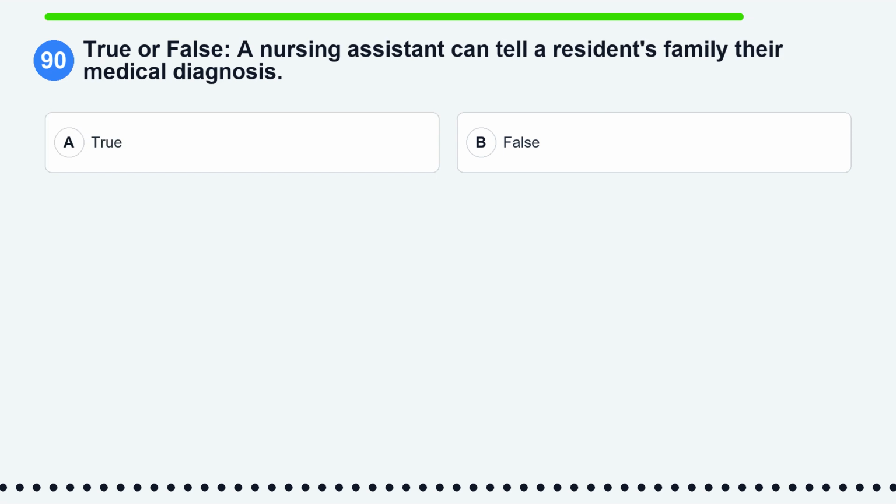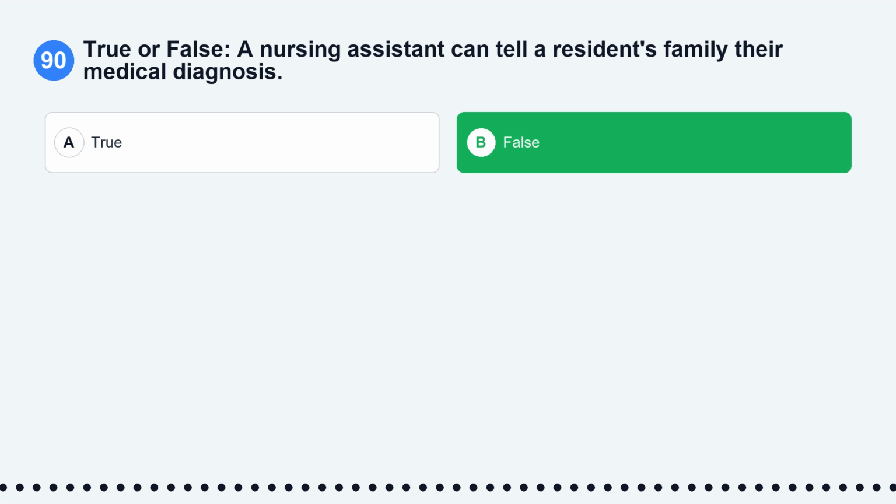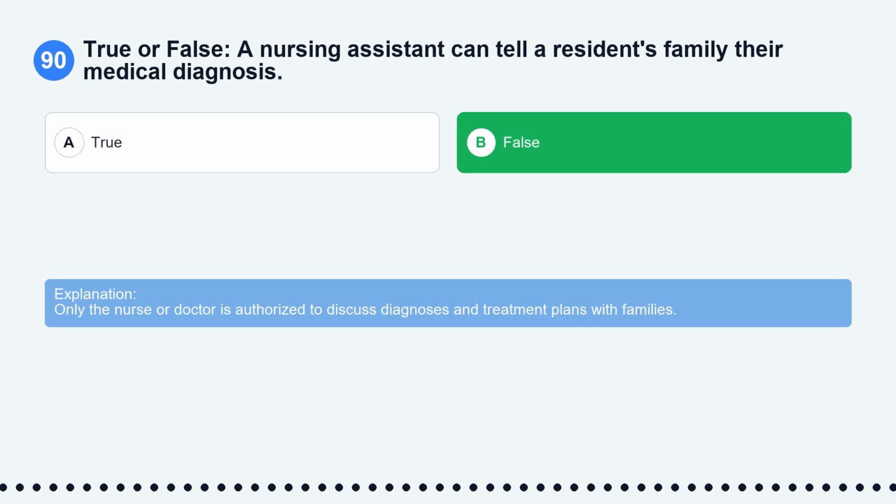Question 90. True or false, a nursing assistant can tell a resident's family their medical diagnosis. Option A, true. Option B, false. The correct answer is option B, false. Only the nurse or doctor is authorized to discuss diagnoses and treatment plans with families.